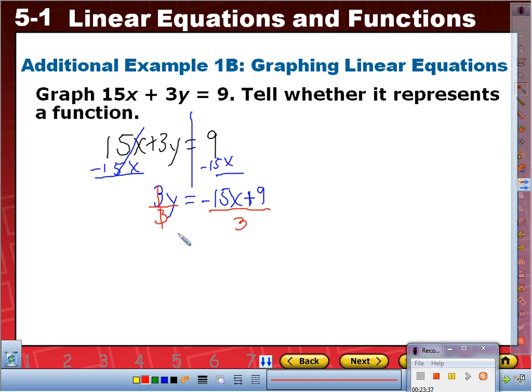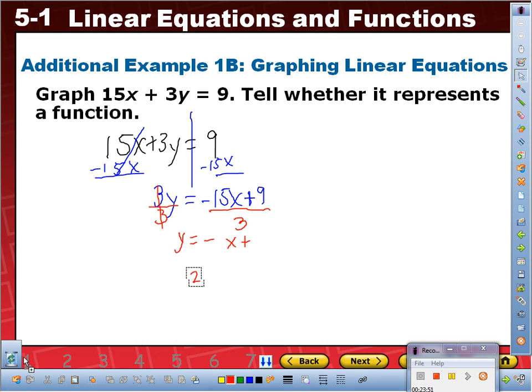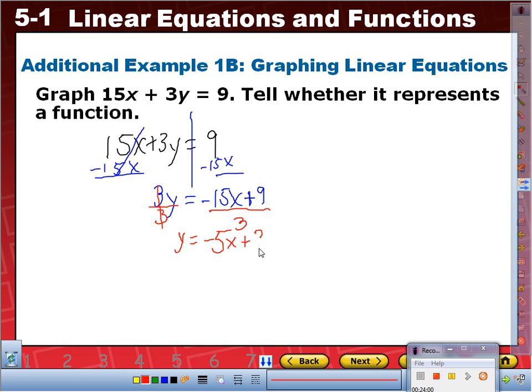Divide by 3. Y equals, what is negative 15x divided by 3? Negative 2x plus, oh, okay, my bad. I did that on purpose here, paying attention. Okay. So therefore, what is it? Negative 5. 15 divided by 3 is negative 5. What is 9 divided by 3? 3. So now, do we have an equation that we can graph? Yes. So step 1, did we solve for y? Yes. What is step 2?